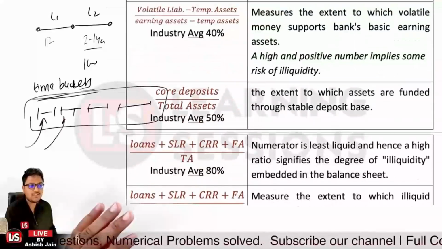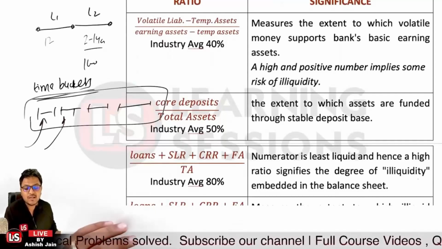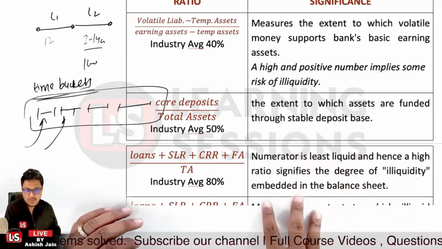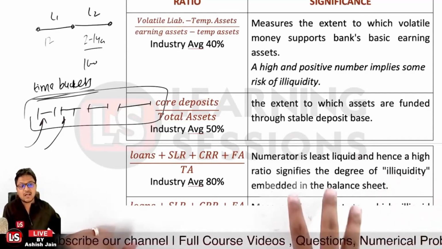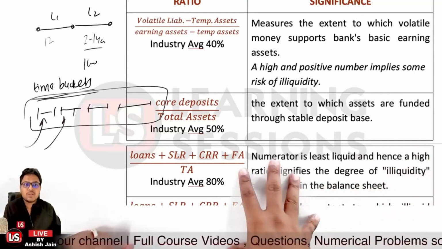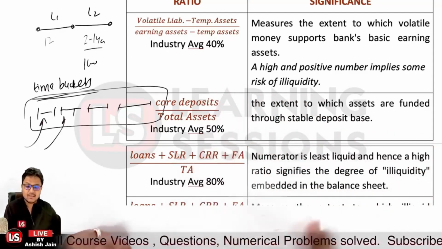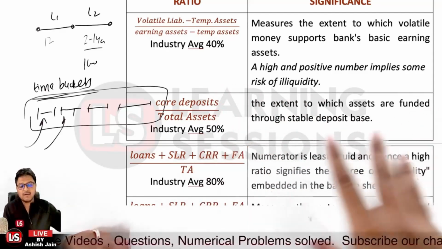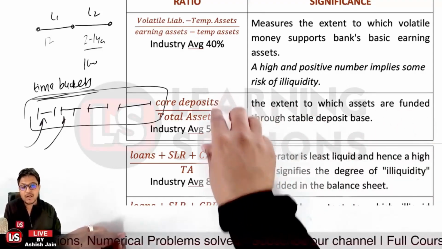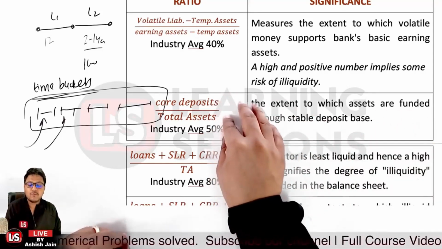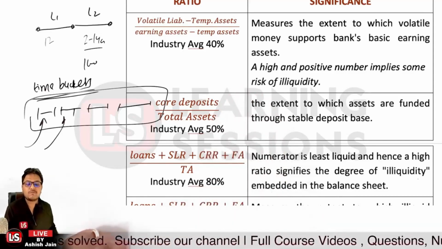So total core deposits divided by total assets is the ratio we are concerned about. It tells us what part of the total assets is funded through the stable deposit base, because core deposits are the stable funding source. The industry average for it is 50%.